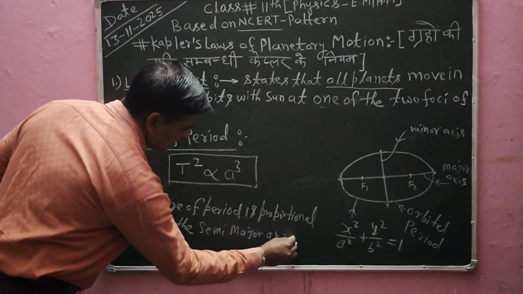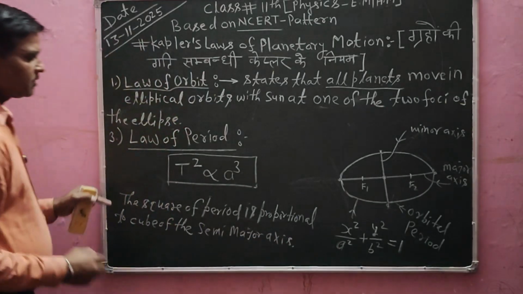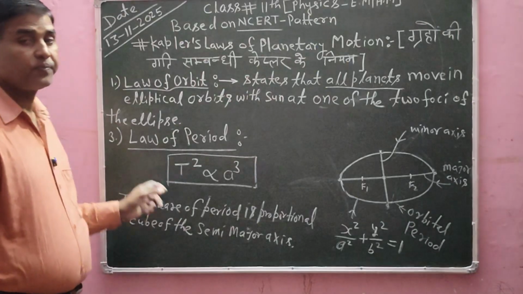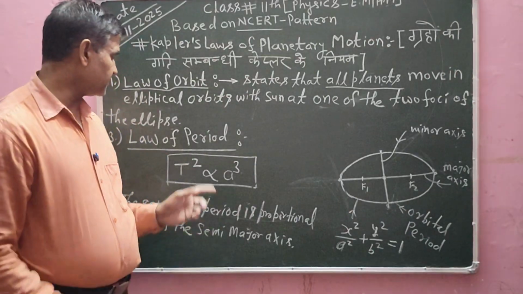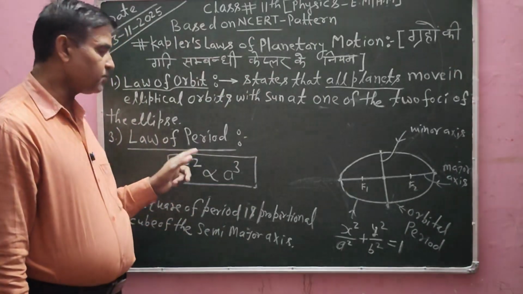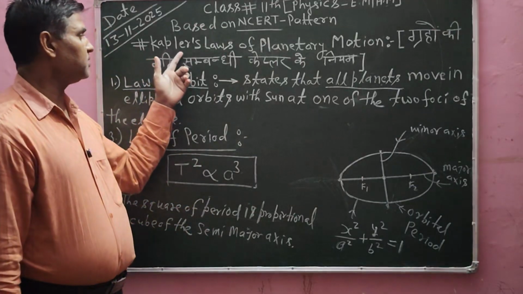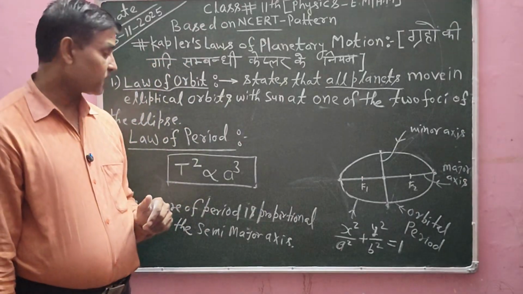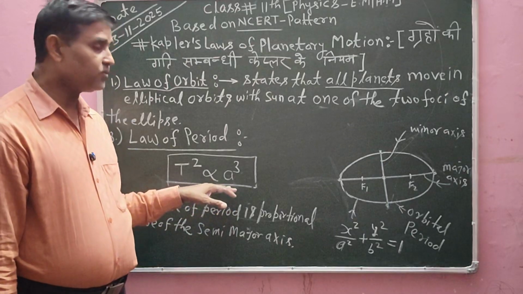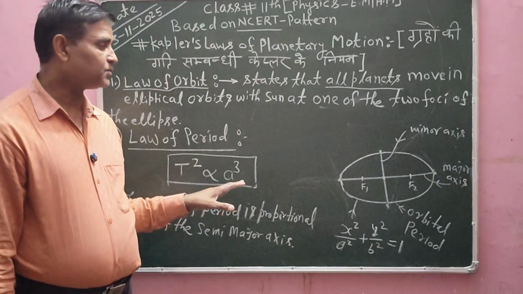Semi-major axis. This is the third law of period, or law of period, that is given by the scientist Kepler. Okay, so first law already I have explained.